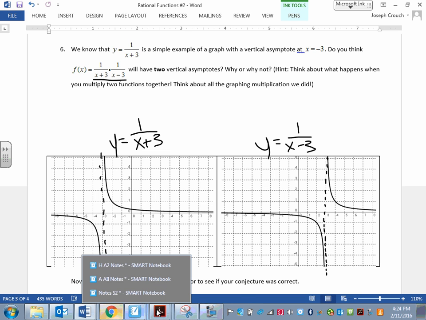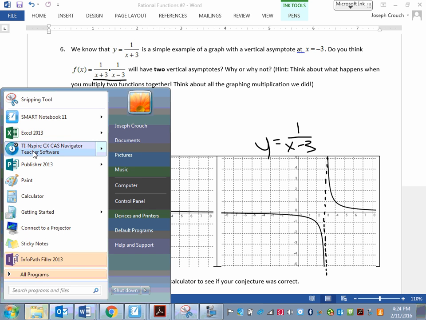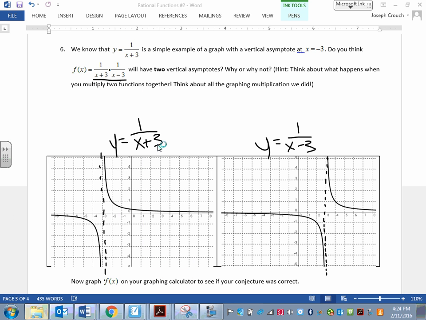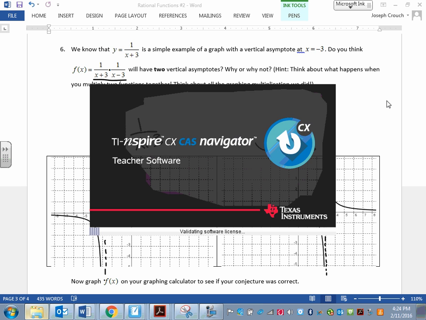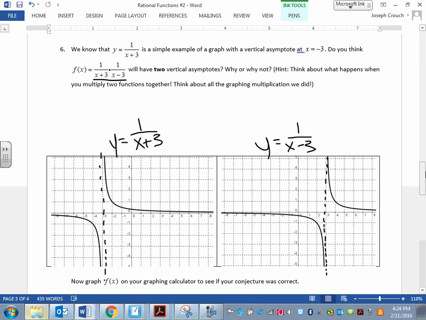So actually, I'll open up my calculator software and we'll let that load, and maybe we'll look at that graph real quick. All right, we'll move on while that's loading.